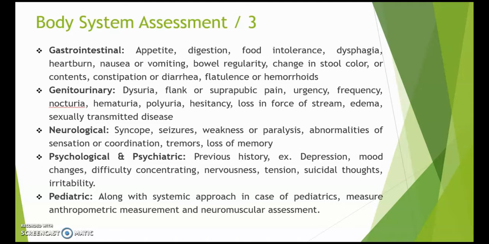But in any case, within neurological, things to consider: syncope, seizures, as well as pseudo seizures, overall weakness or paralysis, and any type of abnormality of sensation and coordination. So within sensory motor components, somatosensory and motor cortex components, tremors, loss of memory, which of course, as the rest overlaps with psychological and psychiatric components, but in any case, having a solid grasp of the patient history. Few examples here: mood changes, depression, whether those things are related or not, as in MDD or major depressive disorder, or seasonal affective disorder, or in combination with traumatic experience, PTSD, etc. And any changes that have to do with memory, concentration, type of tension, nervousness, irritability, etc. Finally, pediatric, along with systemic approach, in the case of pediatric, measure anthropometric measurement and neuromuscular assessment.